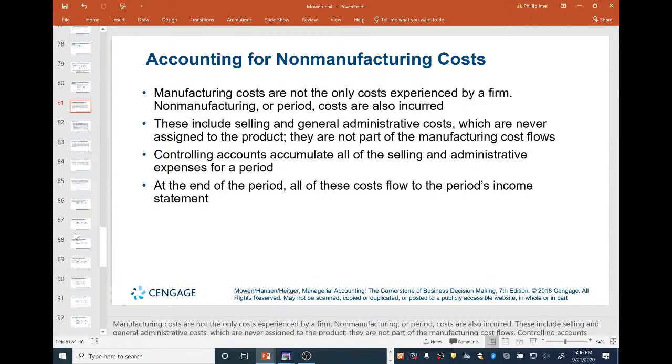Okay, so pretty much accounting for non-manufacturing costs. These are going to be the period costs we discussed with your general administrative and your selling expenses, okay? They're never going to be determined into your product cost, so that's pretty much what they're saying here, but it's still going to hit your income statement.